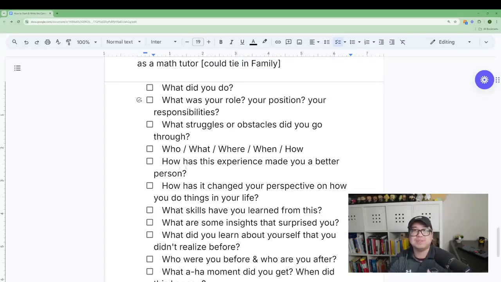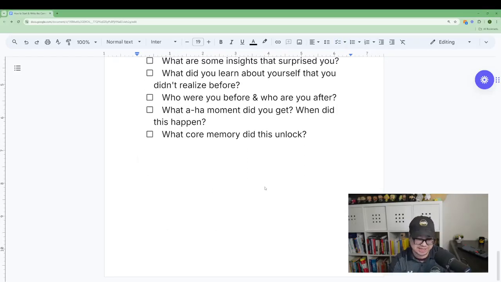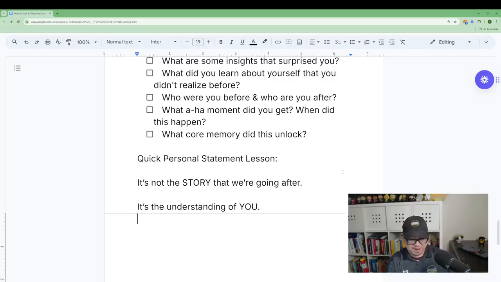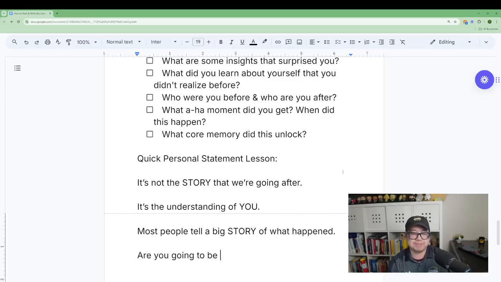Because again, when it comes to these prompts, it's not the story. So here's a quick personal statement lesson. It's not the story that we're going after. It's the understanding of you. Here's the one thing a lot of people don't do well on these prompts: they tell a big story, usually about what happened. However, think about it this way. Are you going to be the same? Are you going to do the same thing when you're in college?